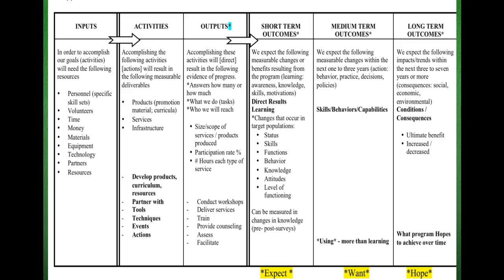Here's the idea of what goes into each one of these columns. Again, the outputs relate directly to the activities, and then the short-term outcomes are what we expect immediately when somebody goes through an activity. The medium-term outcomes are more about the skills, behaviors, and capabilities. The idea is that we want these changes to happen, and that we're using these skills more than just learning them. And then the long-term outcomes, once again, are usually what the program hopes to achieve over time, that impact.